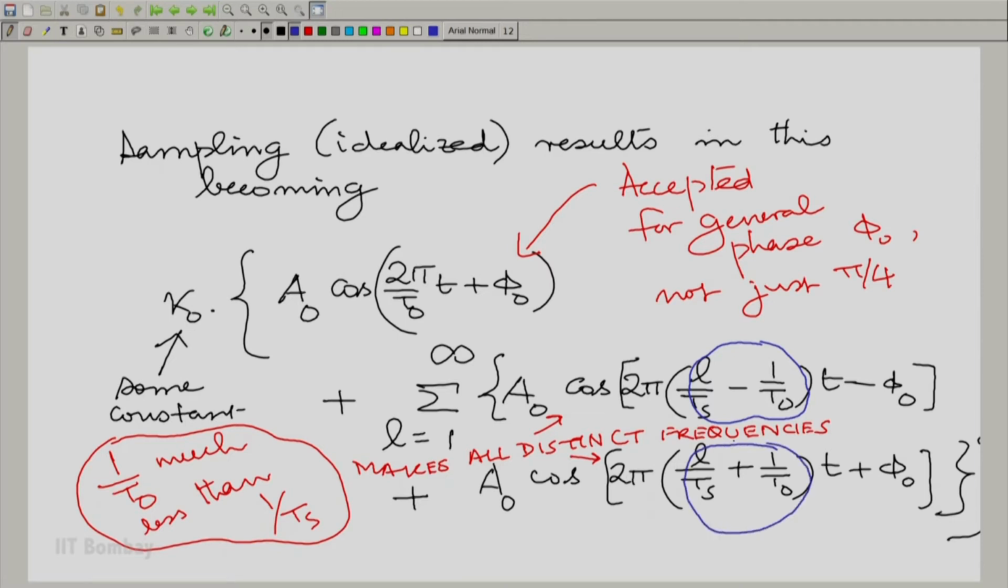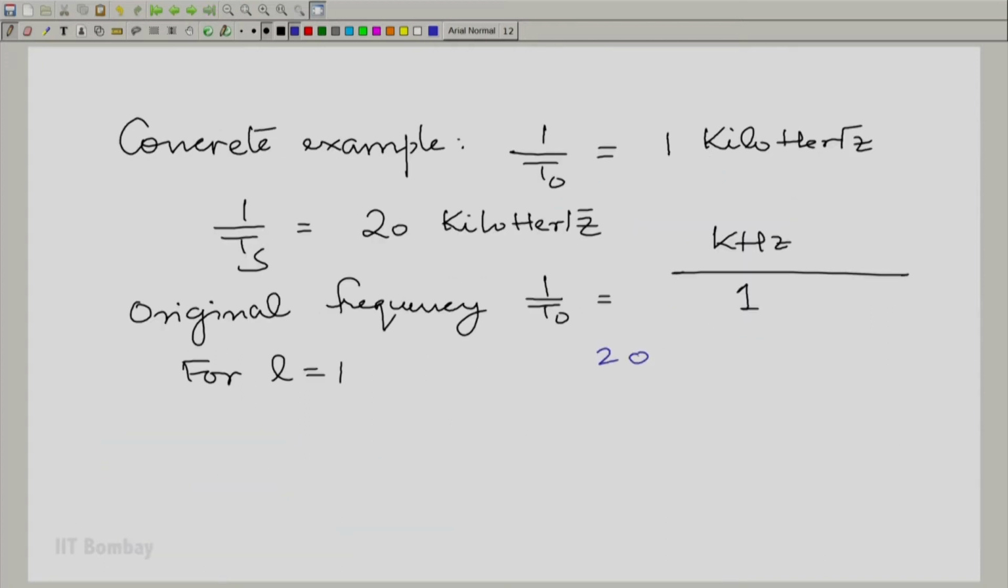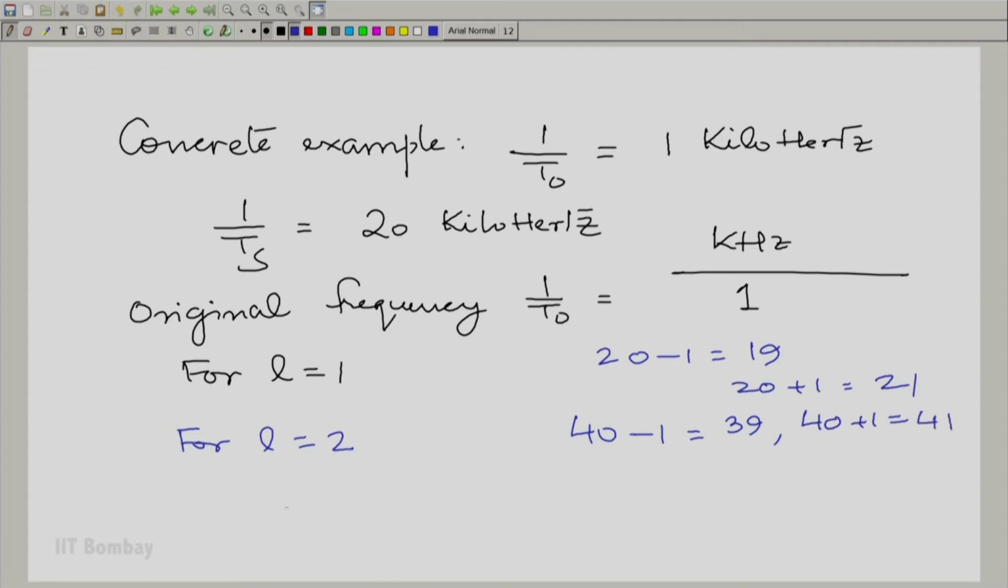So, 1 by Ts plus 1 by T0. What frequencies are we talking about? We are talking about 20 minus 1, which is 19, and 20 plus 1, which is 21. And similarly, now we can write down for L equal to 2, 20 into 2, 40 minus 1, so 39, and 40 plus 1, which is 41, and so on.